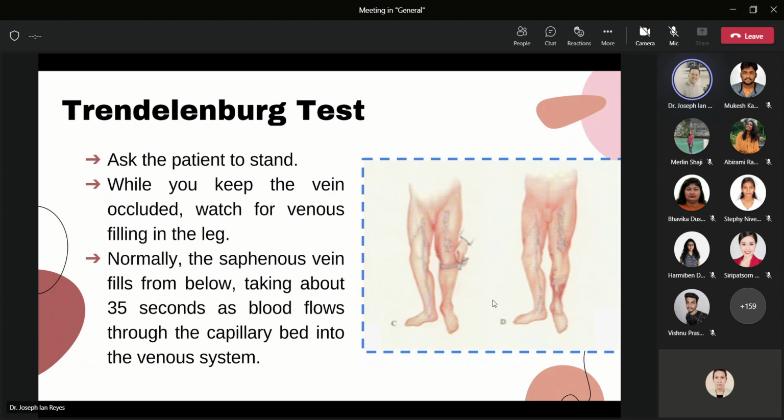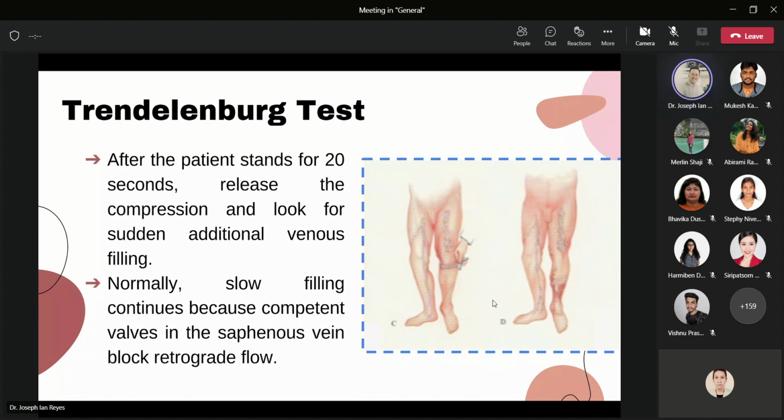Normally, the saphenous vein fills from below, taking about 35 seconds for blood to flow through the capillary bed into the venous system. Then after the patient stands for 20 seconds, you release the compression and look for sudden additional venous filling. While you're still occluding it, there is perfusion already. Then when you release it, look for additional filling. Normally slow filling continues because competent valves of your saphenous vein block retrograde flow. So there is no backflow.